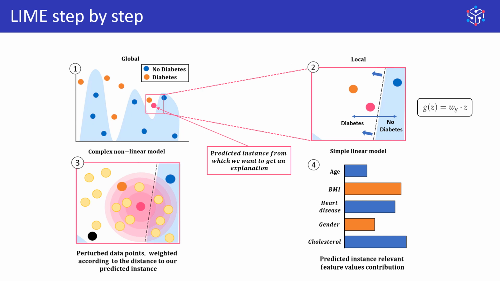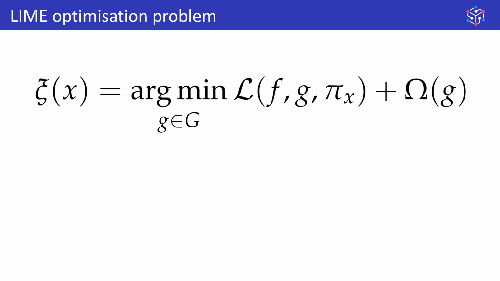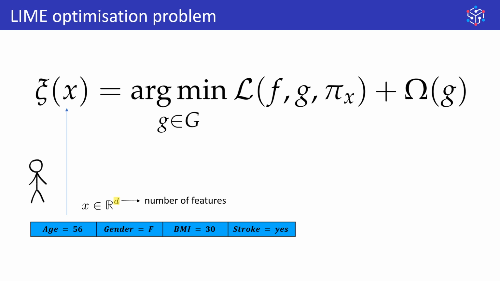The explanation produced by LIME is obtained by the following generic formula, where x is the predicted instance we want to explain. For example, an x could be a row in a data frame. Let us first introduce the necessary elements to understand the LIME optimization problem. f is the complex model being explained. In classification, f of x is a probability or a binary indicator that x belongs to a certain class. For multiple classes, we explain each class separately. Thus, f of x is a prediction of the relevant class.